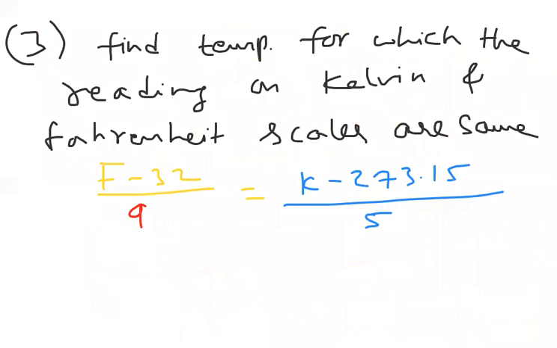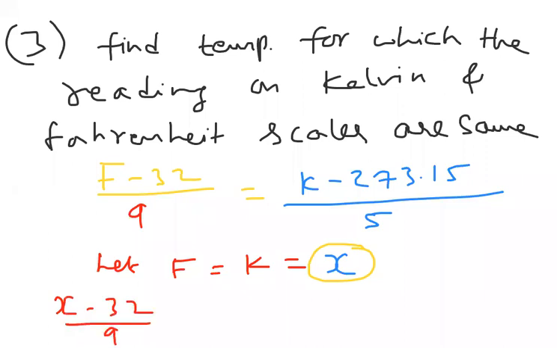Fine. Now what is the formula I can write? Here they must measure the same, so what process do we have to take? Let F and K both be equal to x. I'm just taking the term x, and substituting: x minus 32 by 9 is equal to x minus 273.15 by 5. I think you can do the cross multiplication.